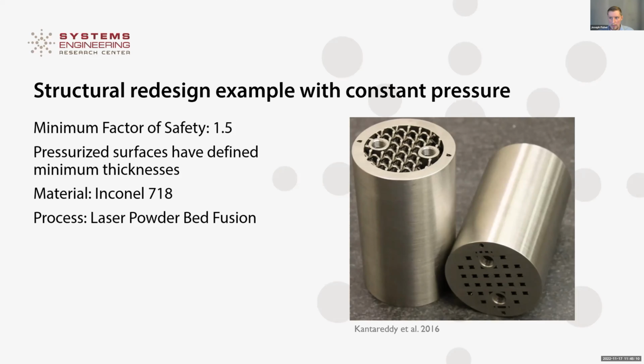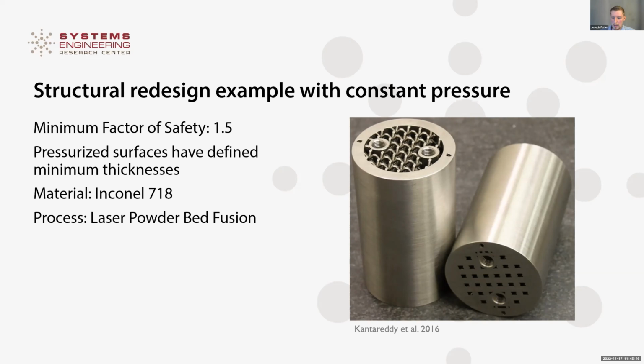So simplifying the problem just a little bit to make it easy to discuss here. We're just looking at a minimum factor of safety. The outside and internal surfaces are pressurized, and those have minimum thickness based on the specifications for the part. But that leaves us the rest of the space to kind of work with our lattice. And then we have a specified material for chemical compatibility and a process that we can use. So we meet the requirements and the assumptions in order to apply the V. So we're good to start.